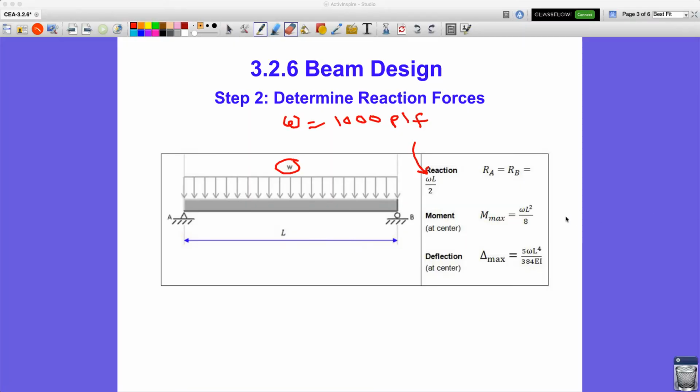3.2.6, step 2. So we determined the beam loading in step 1, and now we're going to determine the reaction forces. The reaction forces, I'm just going to quickly sketch a free body diagram.